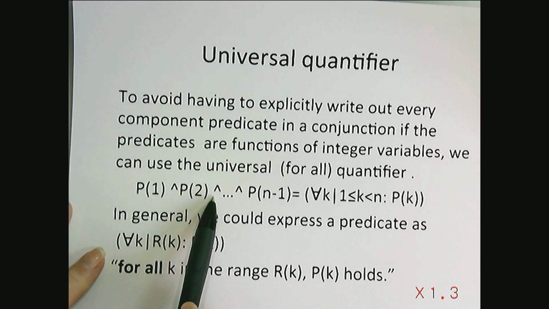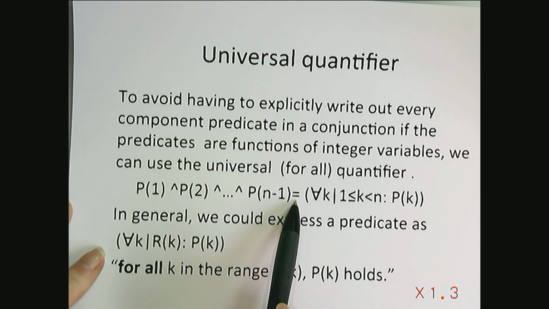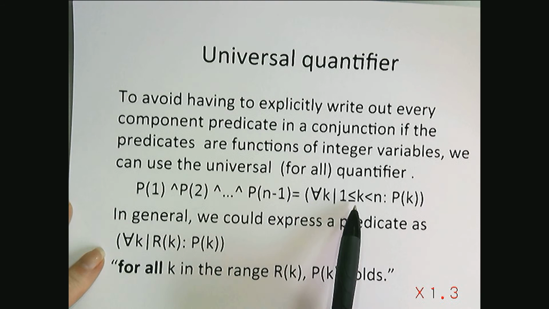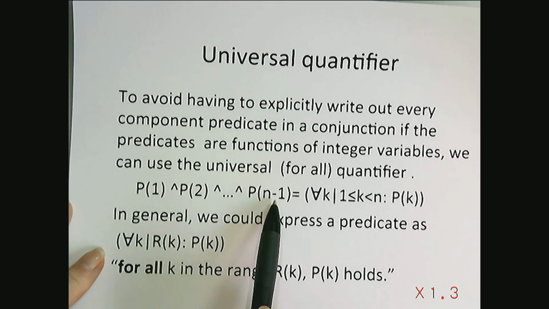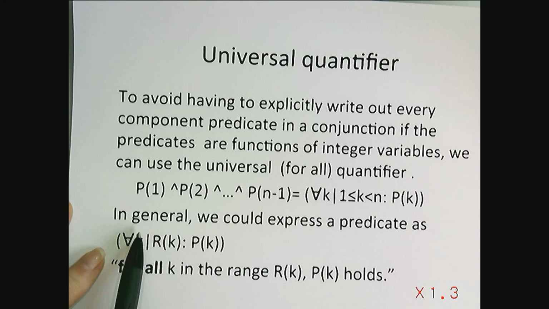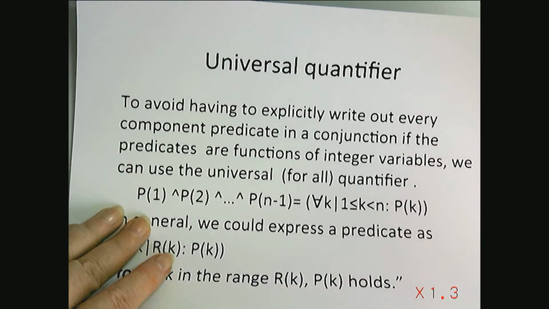For example, if we wanted to write out the predicate that is described by P of 1 and P of 2 and so on, P of n minus 1, to write it in quantification form, we might say for all k, where k ranges from 1 to n, not including n, of P of k. In general, we could express the predicate as for all k in the range R of k, P of k holds or is true. So, this is the universal quantifier.